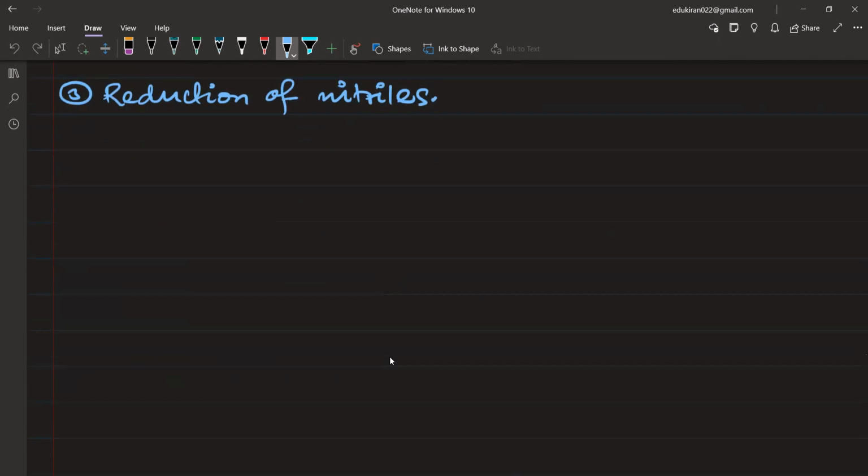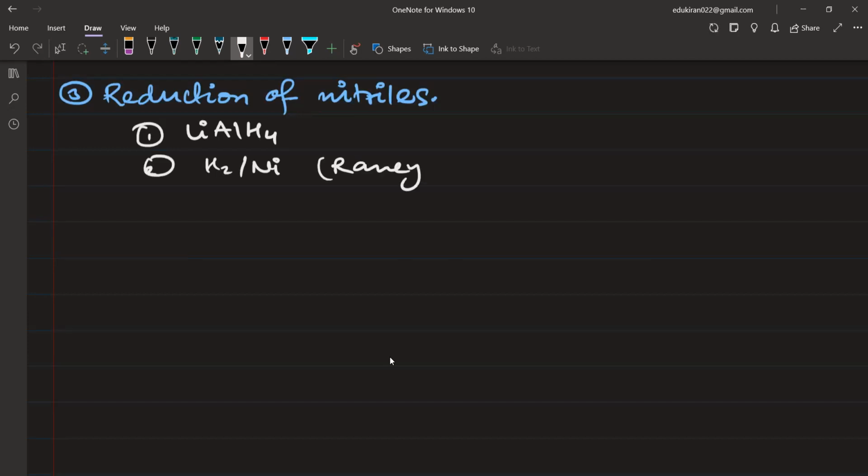Okay. Reduction of nitriles. So we will use a reducing agent. So please write. We can use 3 reducing agents: lithium aluminium hydride, or we can use H2 in the presence of nickel. Sometimes this is also called Raney nickel. And the third is sodium amalgam in the presence of ethanol.